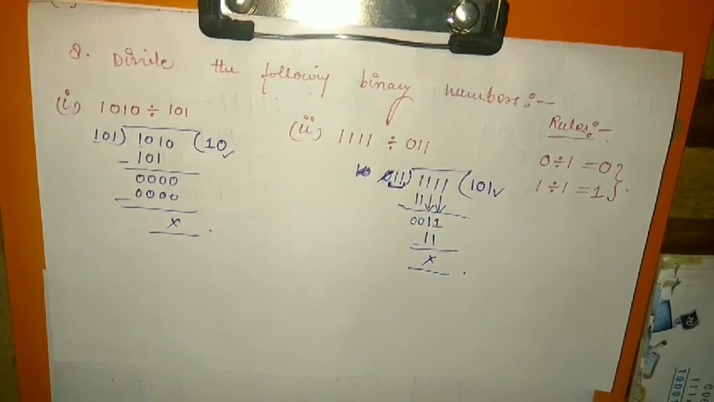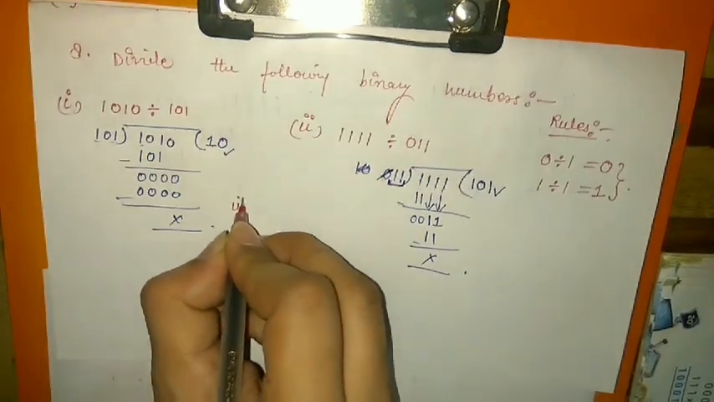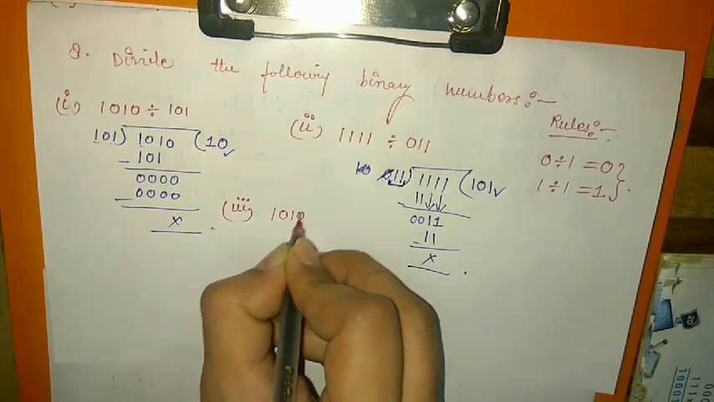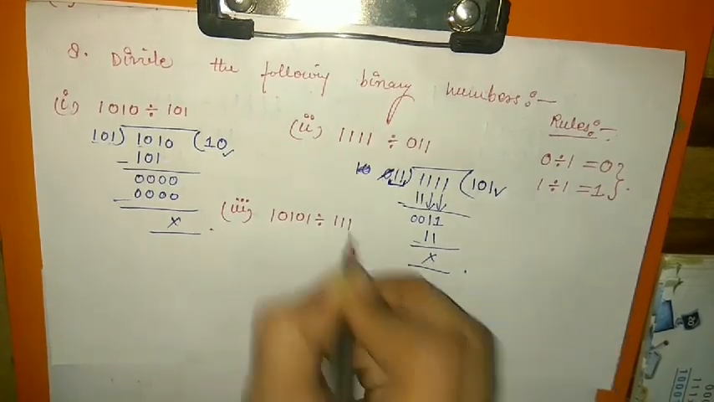Now see the third part. Over here I am going to write down the third part. See, 10101 divided by 111.